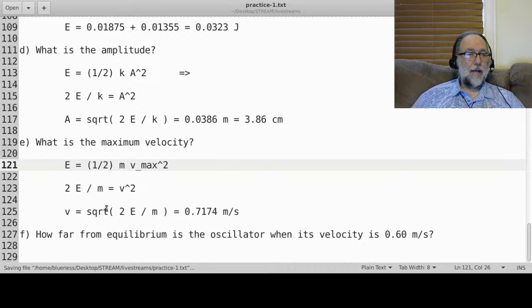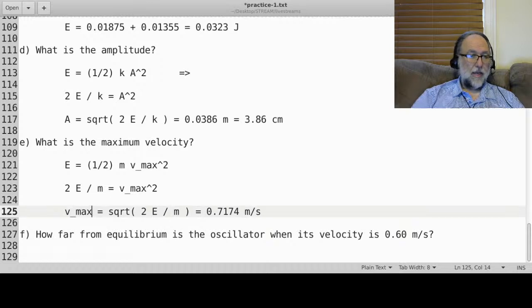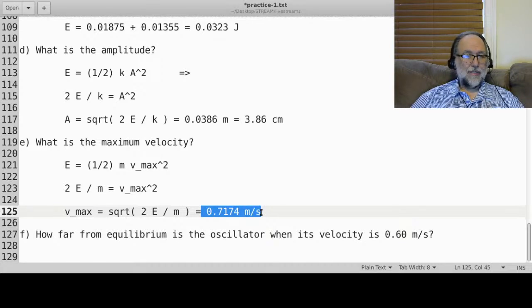Okay, and then all I did was multiply both sides by 2 and divide both sides by m, and that isolates v max squared. Then take the square root of both sides, and I got that v max is equal to the square root of 2E divided by m. Plug in all the numbers and you get 0.7174 meters per second. And I would round that off. It's not that important. You ask yourself, does that make sense? Does that make sense for a maximum velocity?